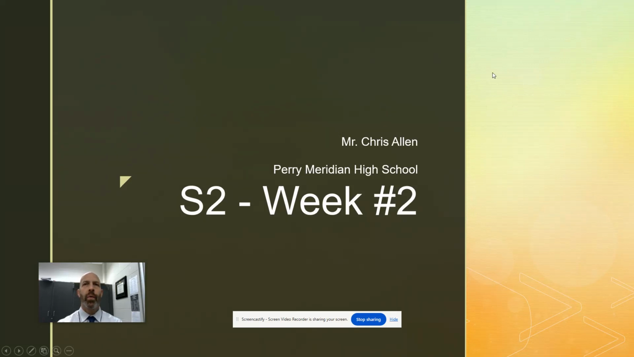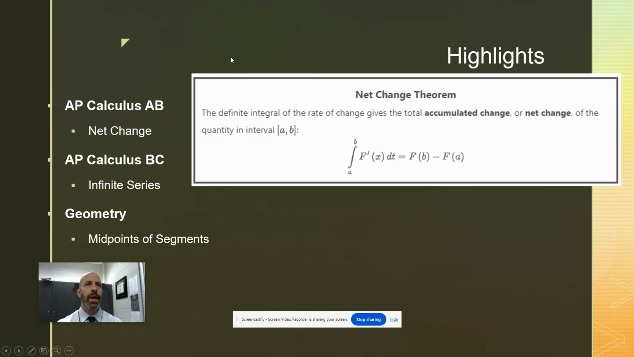Here's a quick update for week number 2. In Calculus AB, we're going to be continuing our discussion of something called the fundamental theorem of calculus. Specifically, we're going to look at something called the net change theorem. And this is an application of the definite integral, and we use this a lot in real-life applications.